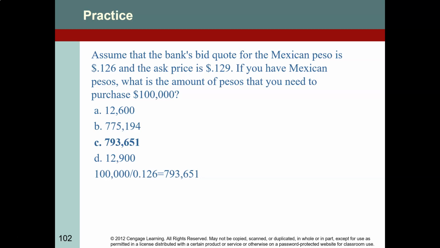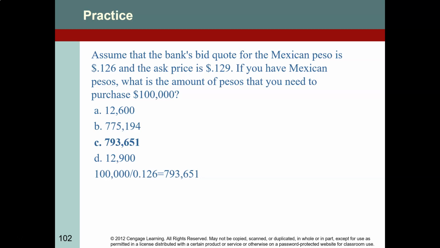Remember, the bid price has to be lower than the sell price. So the bank can always buy peso at a lower rate and sell peso at a higher rate. The gap will be the benefit for the bank to cover its costs, right? So if you have peso and want to purchase 100,000, you want to sell your peso to the bank, right?